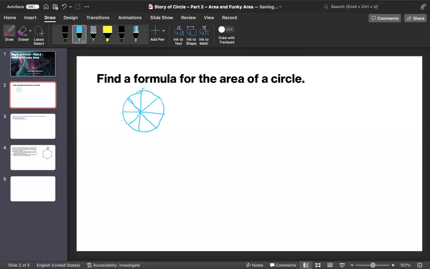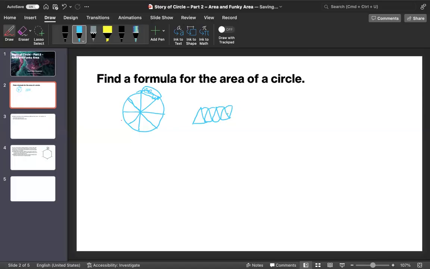And the curved part of one of these sectors is called an arc. So back to the sectors. Let's arrange them to look something like that, and then that's 2, 3, 4, 5, 6, 7, and 8. But this won't really help us find the area.